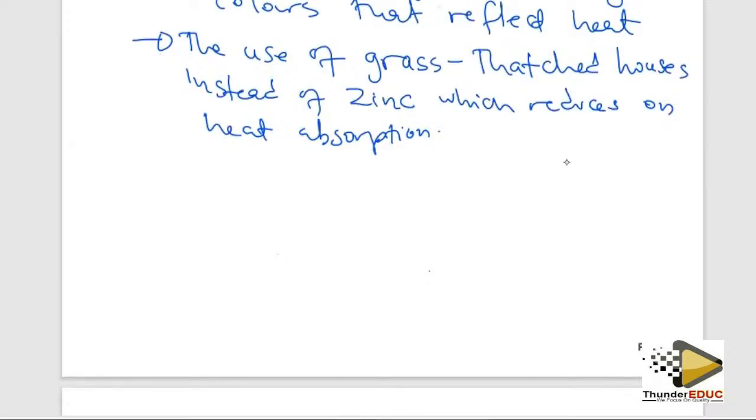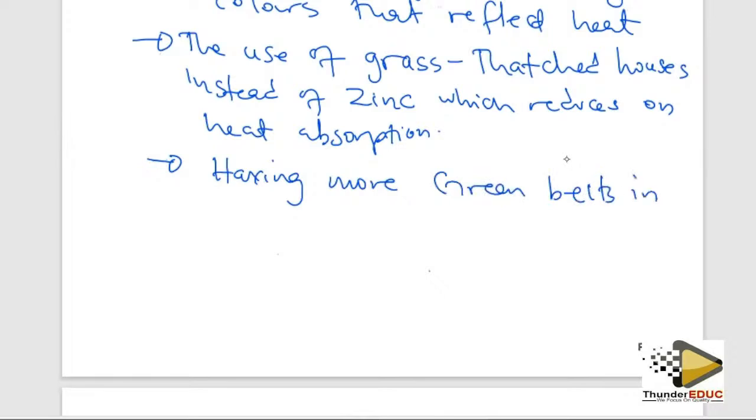Talk about having more green belts in cities to utilize the heat, or to use up the heat, so this will reduce the amount of heat in the city.